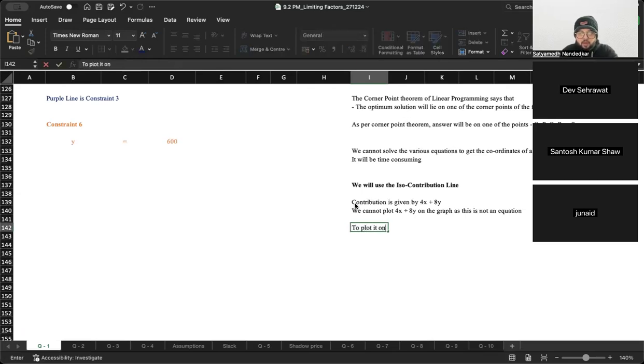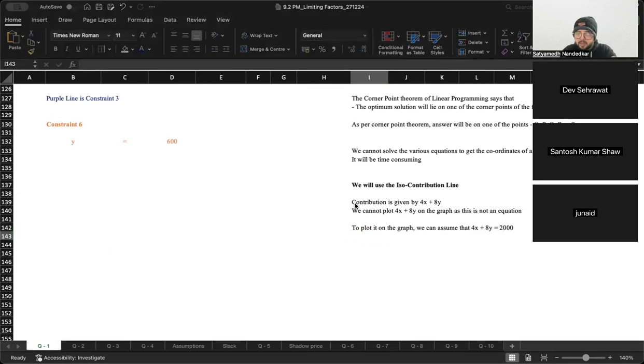So, to plot it on the graph, what was 4x plus 8y? 4x plus 8y was supposed to be contribution. So, let's say we can assume that 4x plus 8y equal to 2000. We could have taken any number, by the way. It's not necessary. 2000, I took it because it looks like an easy number to me. I could have taken any other value. But say 4x plus 8y equal to 2000. If we take x equal to 0, y will be equal to 250.